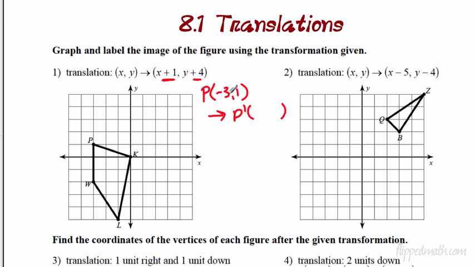So if you add 1 to negative 3, you get negative 2. Be careful with your integers there. And if you add 4 to 1, you're going to get 5. So that's where that point would go. P would go to negative 2, 5, which is up here. So that's one way to do it.